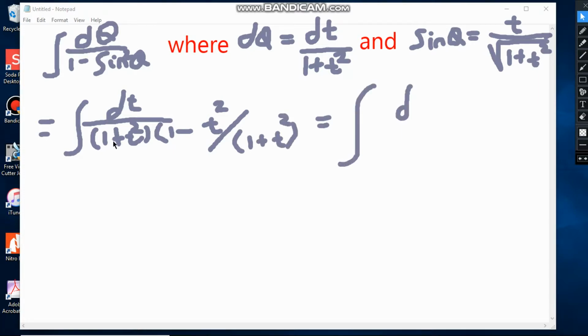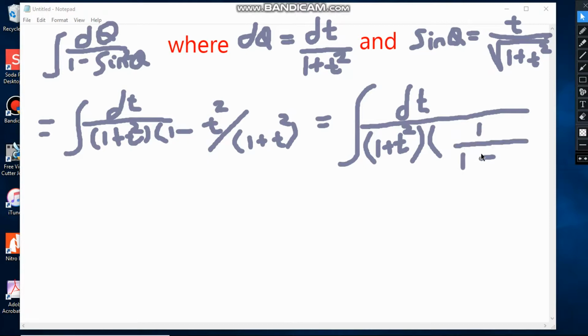So what I get is dt over 1 plus t square, bracket, times 1 plus t square, becomes in this position minus t square. So t square and t square go, and I remain with 1 over 1 plus t square. So this one and this one cancel, and I remain with dt. I have the integral of dt.